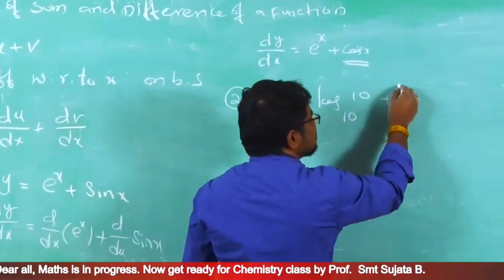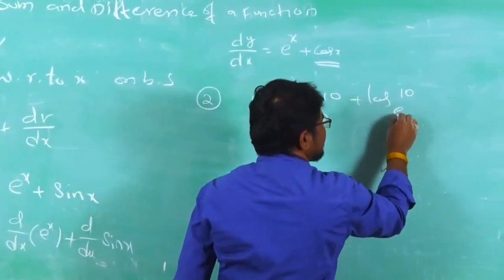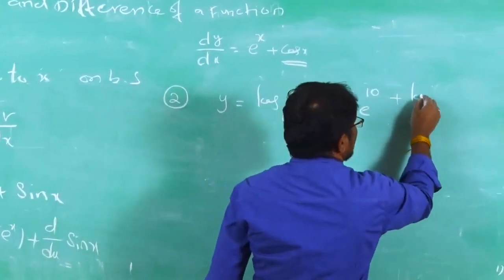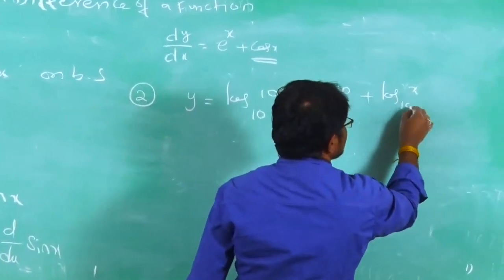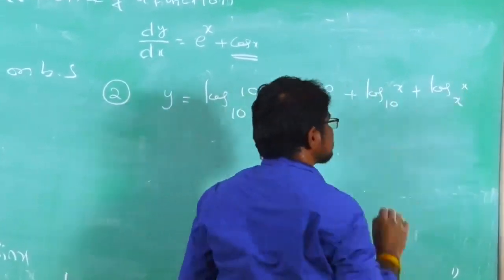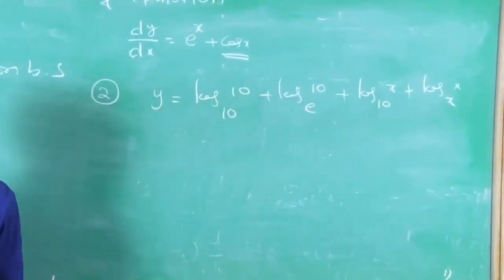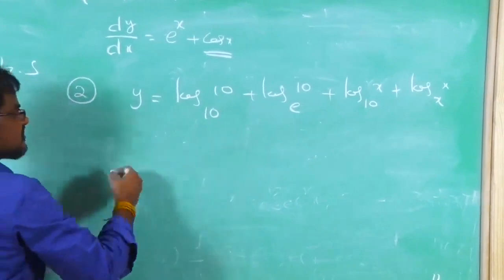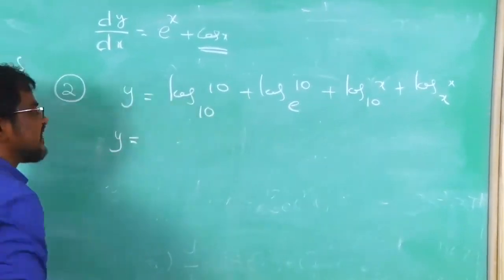Second example, suppose y equal to, like this they will ask, log 10 base 10 plus log 10 base e plus log x to the base 10 plus log x to the base x. Suppose they given this problem. So how to do the differentiation? First of all, you simplify this one.